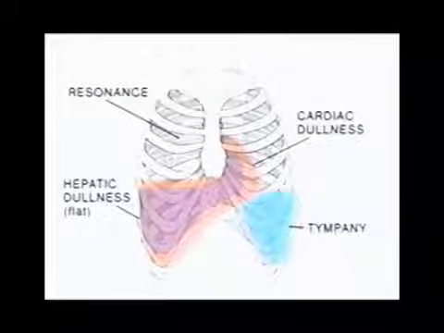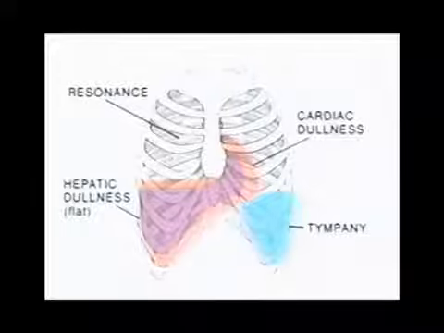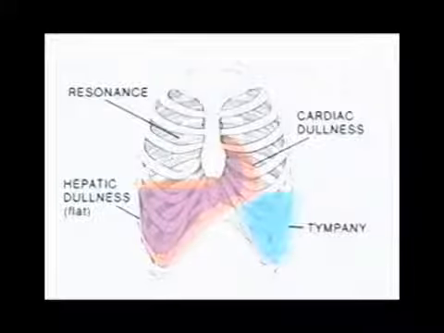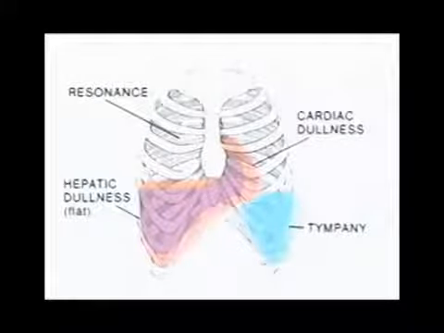Resonant tones are heard over the lung tissue. Dull tones should be heard from the 3rd to 5th left intercostal spaces, marking the borders of the heart. Tympany will be heard at the level of the 6th intercostal space over the stomach's gastric air bubble. Dullness will also normally be heard over the 5th to 7th right intercostal spaces, marking the superior border of the liver. Percuss the right and left lateral chest.